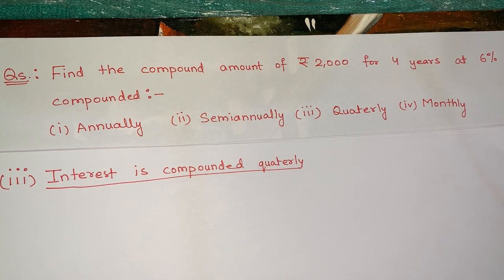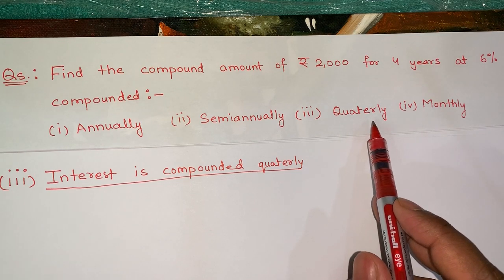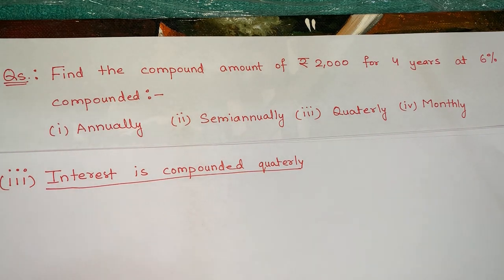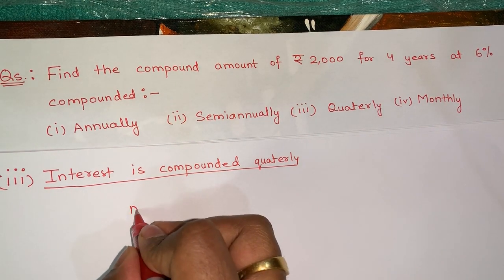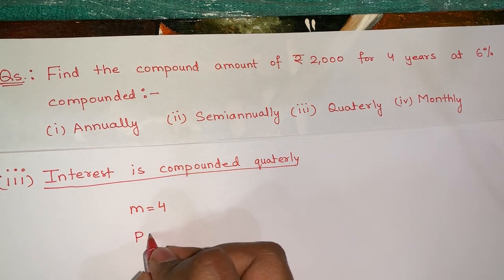Now let's move towards the third part of the question. In the third part, interest is being compounded quarterly. What does this mean? This means that in a year, how many quarters are there? There are 4 quarters, which means that we are calculating interest 4 times a year. So what is our m? Our m here becomes 4.